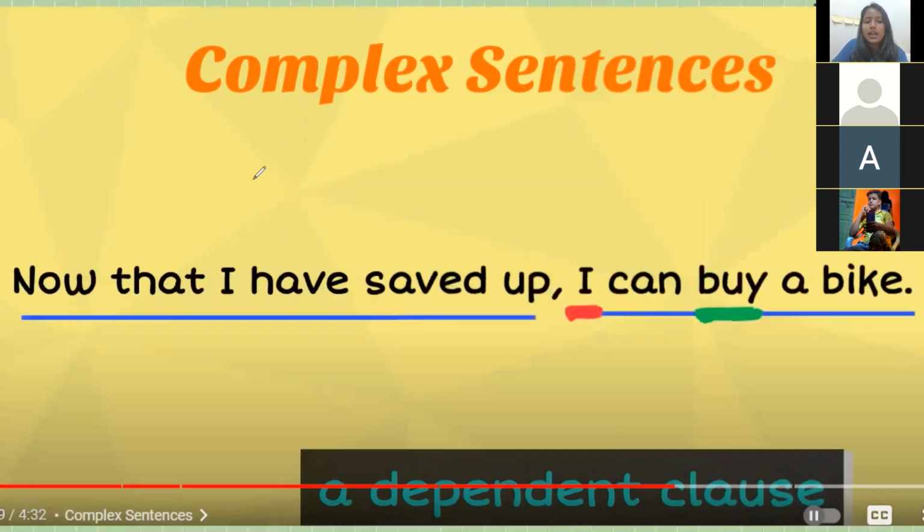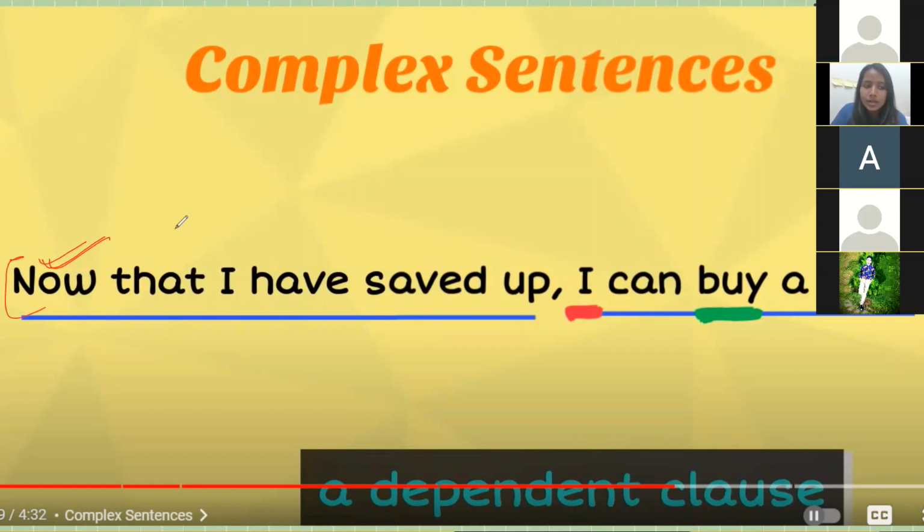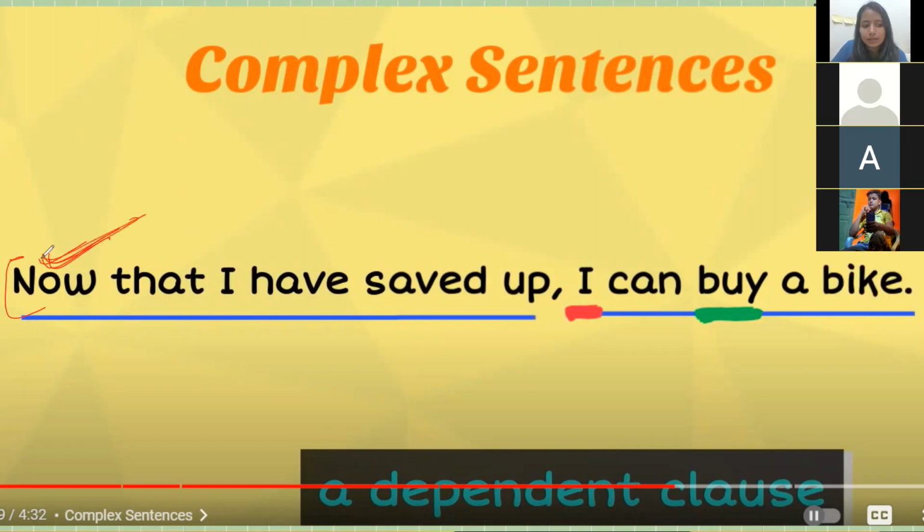Okay. Now that I have saved up, I can buy a bike. This is also a complex sentence because of how it starts. You remember, right? In a complex sentence there are conditions like this: now that I have done this, because this happened, since this happened, like that. As a condition, it is starting. Got it? Is this easy? I think we've done sentences like this in the last class also. So many examples we did. You remember all of those? Yes, ma'am.